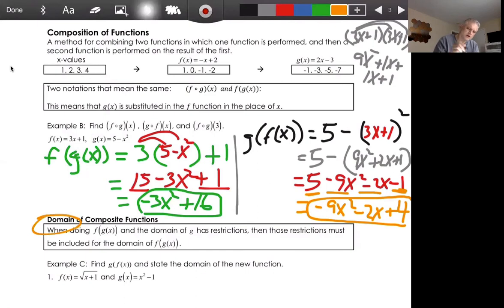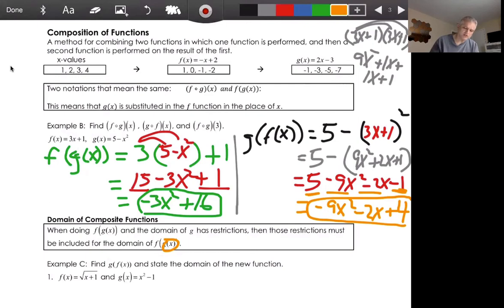Domains of composite functions. Once again, we're going to look at the restrictions of both functions. You look at the restriction in the one that you plugged in, and then you look at the restrictions of your final function. So let's check out g of f of x. First, we have to find out what it is. It says find g of f of x.